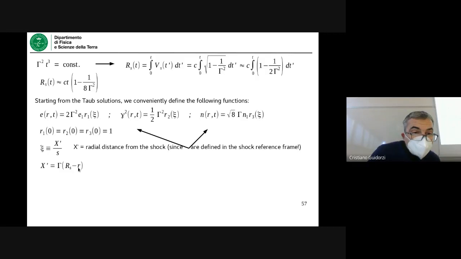So Rs minus R is X prime over gamma, Lorentz contraction, because X prime is measured in the comoving frame of the shock. So when you want to calculate the corresponding spatial interval, the corresponding distance in the lab frame, you have to take the comoving X prime over gamma, Lorentz contraction, which is equivalent to saying that X prime is this guy. So you see, whenever you deal with relativity, you have to pay attention to all this. This clearly makes things more complicated.